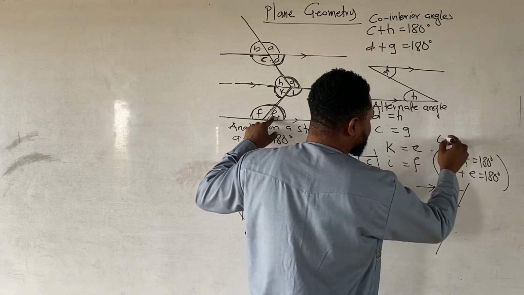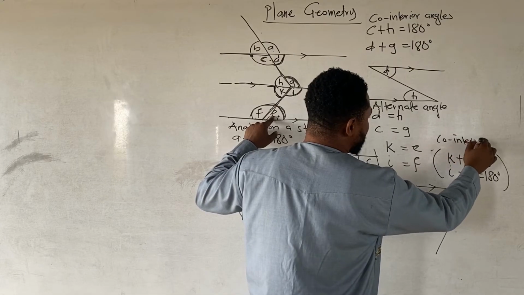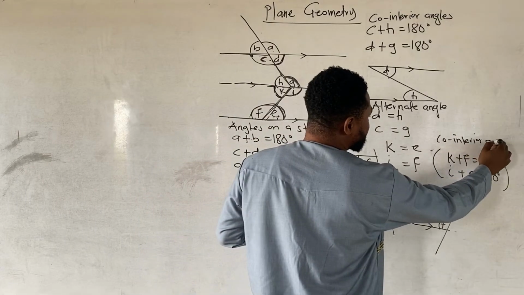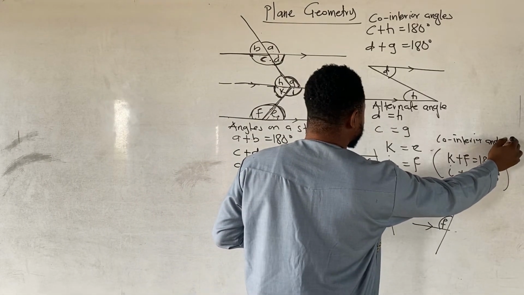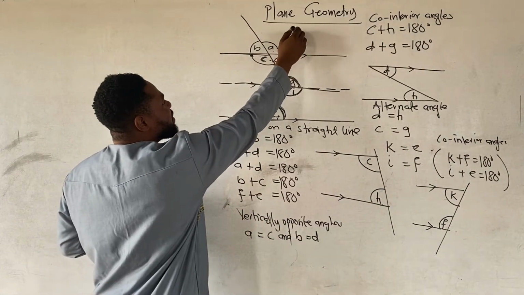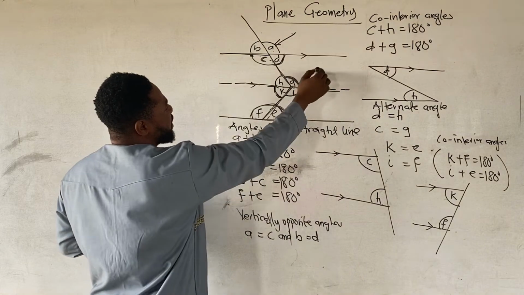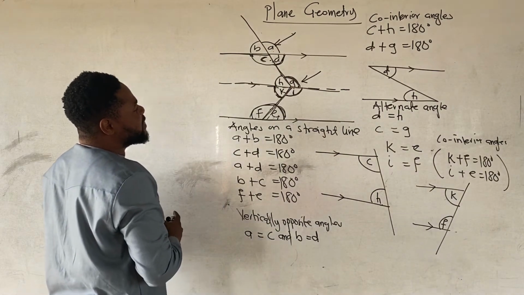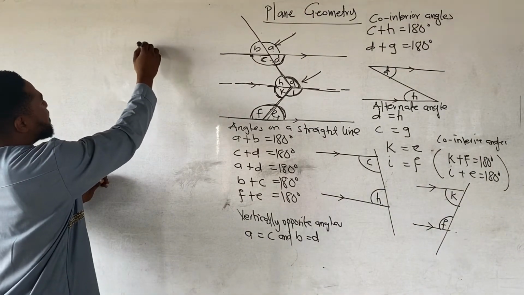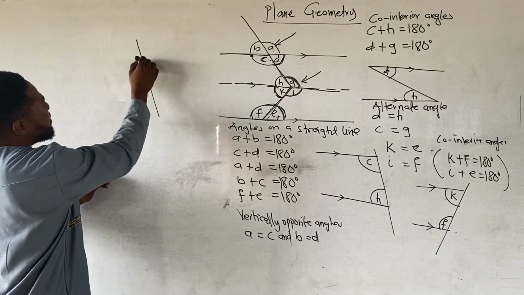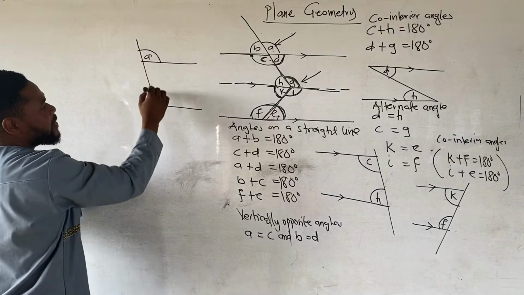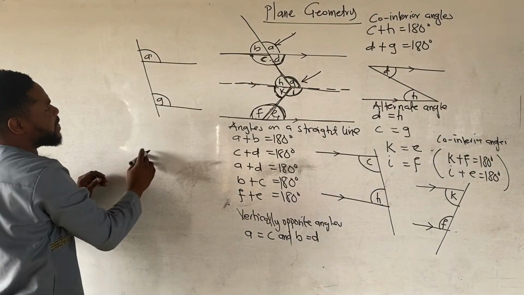And we call it co-interior angles, all right? The summation of two co-interior angles will give us 180 degrees. All right, let us look at our angle A and angle G. Now, when we look at angle A and G formation, we are having something like this, where our A is here and our G is here, nicely.